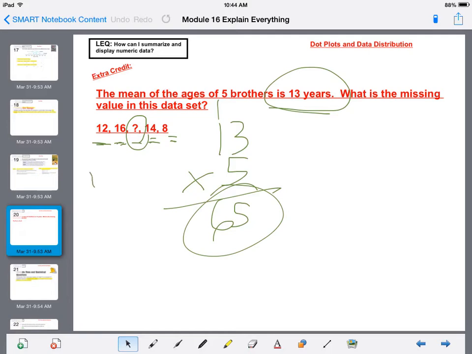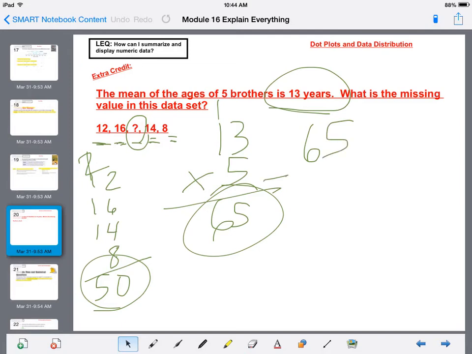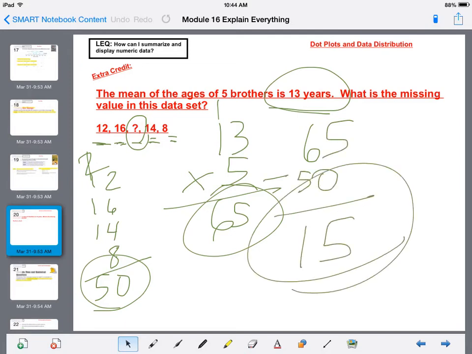Or we can add 12, 16, 14, and 8. That's 20, 2, 3, 4. That's 50. So what we could do is take the total, subtract the values that we already have, and that missing value is 15.